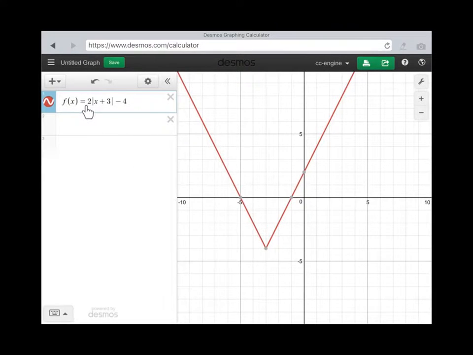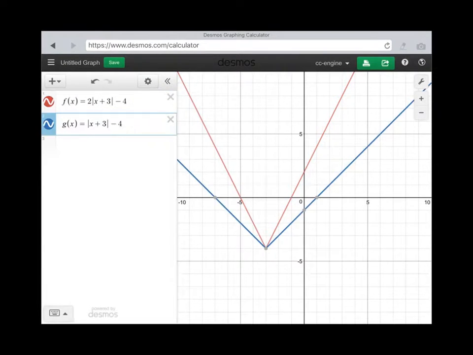We also see that it's been stretched by 2. So it goes over 1 and up 2, over 1, up 2, in order to create this V. So I have a thinner V than I would if I didn't have a 2 in there. If I just got rid of that 2, it would be much wider. So here we have a blue line that has no stretch to it, and so that would be the normal size of an absolute value.